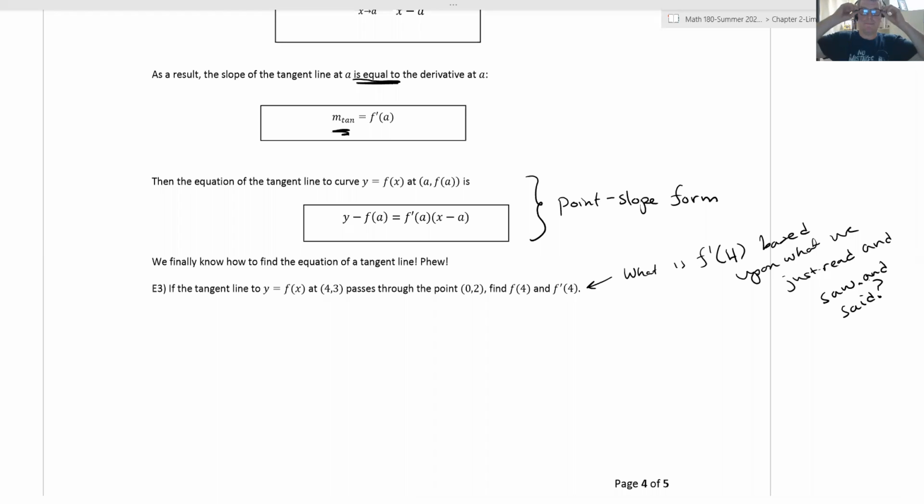It's the derivative. Yes, it's the derivative of f at 4. But what else is it? What's f prime of 4? With respect to this, you got the tangent line is y equals f of x at 4, 3, right? So we're asking a question about the tangent line, right? From the perspective of the tangent line, what is f prime of 4?